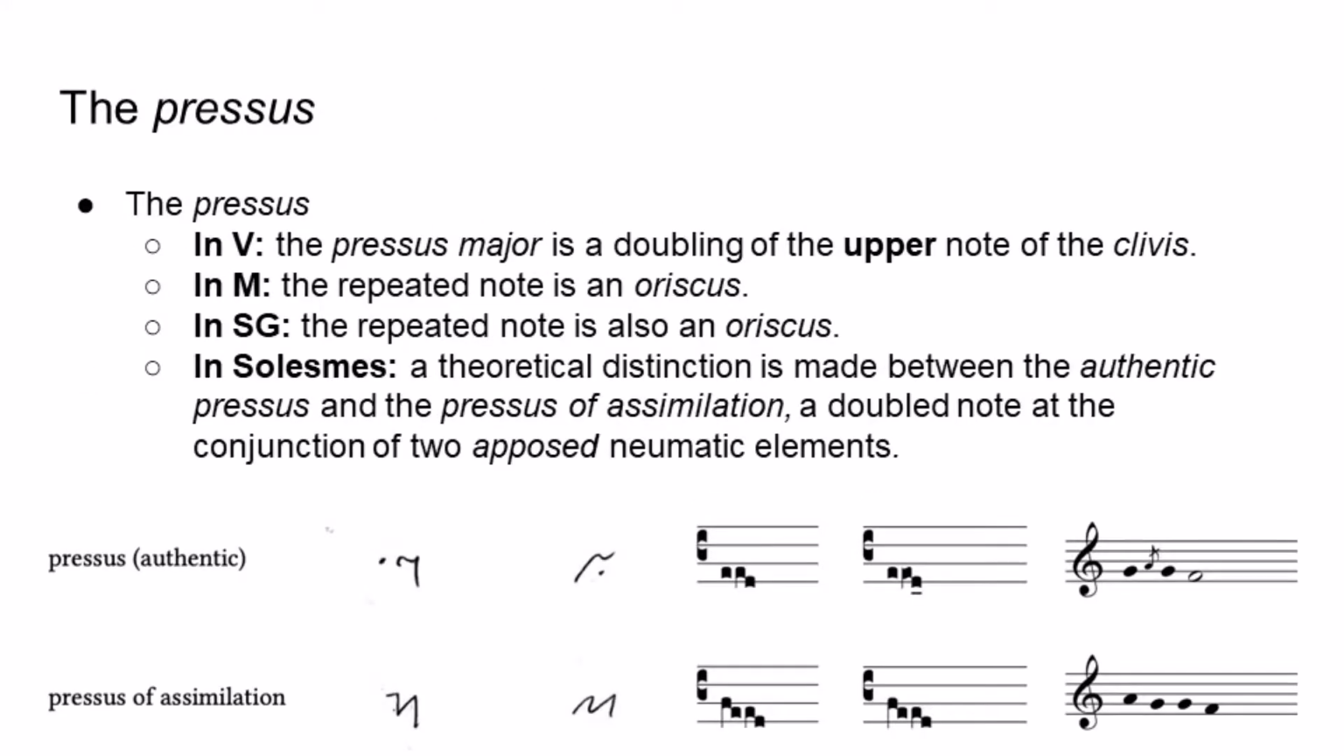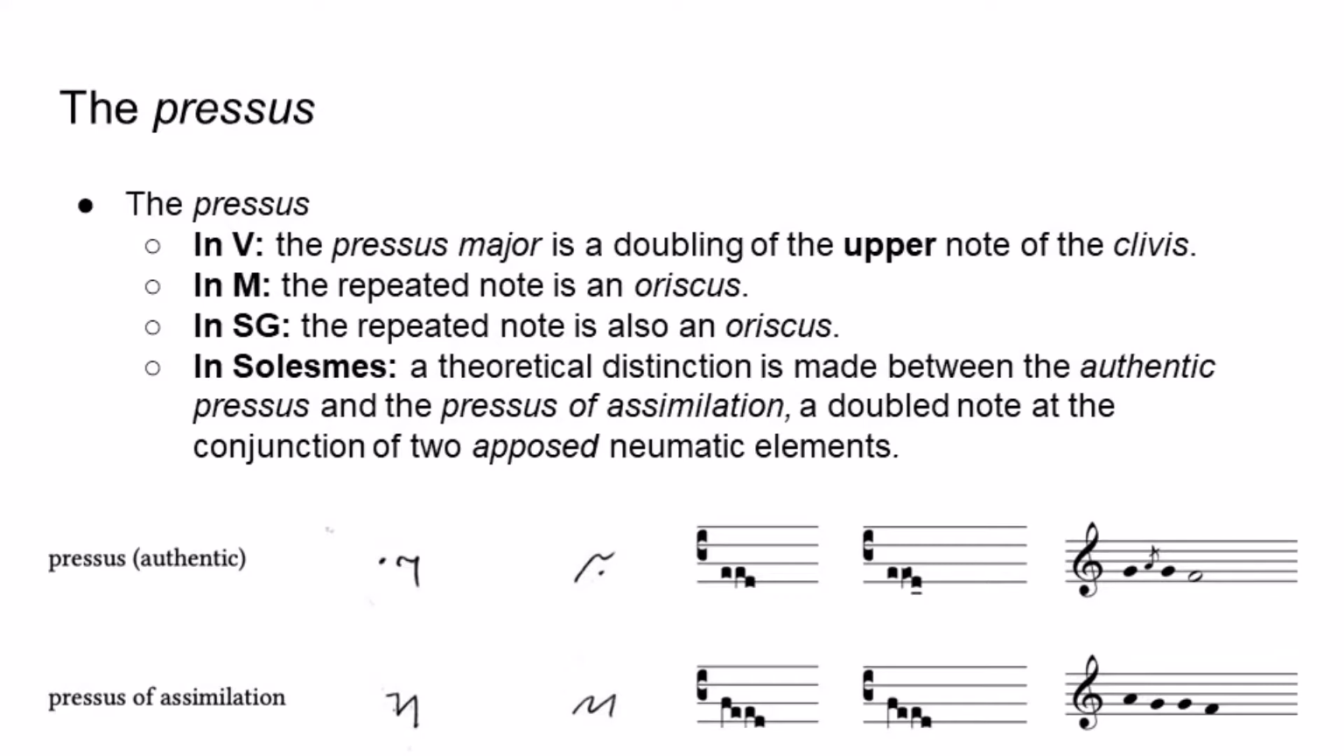In the Vatican edition, the pressus major is transcribed as a straightforward doubling of the upper note of the clivis. In the manuscripts, the repeated note is an oriscus. In the Solesmes method, a theoretical distinction is made between the authentic pressus and the pressus of assimilation, a double note at the conjunction of two opposed pneumatic elements, but the rendition is exactly the same in practice.